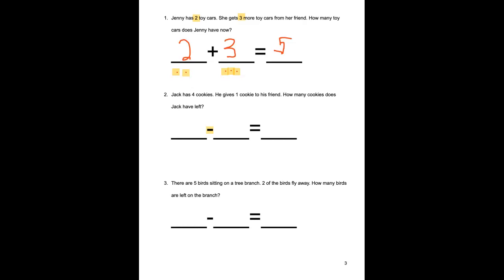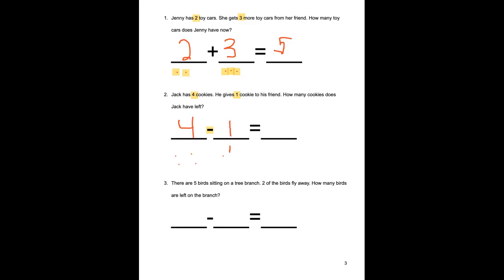So he starts out with 4 cookies. So we're going to go 1, 2, 3, 4. And then look here, he gives 1 away. So that's going to be 1 cookie here. So 1 dot. So if we go back here, we're going to see that he has 4 cookies. He started out with that. And then he gave 1 away.